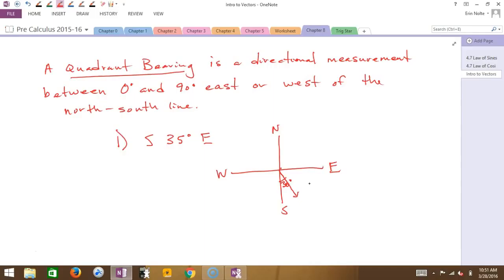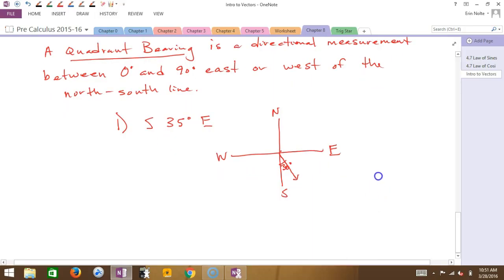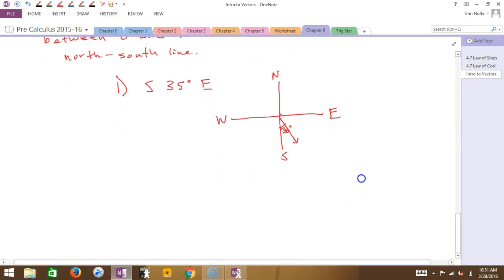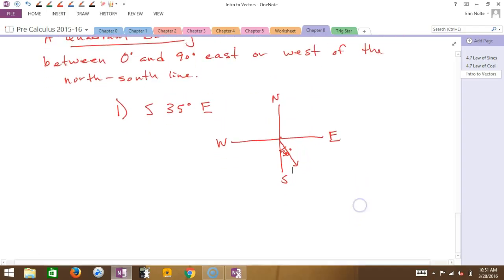That makes sense? Do I need to do another example for that to be clear? Okay. The second one is called true bearing.